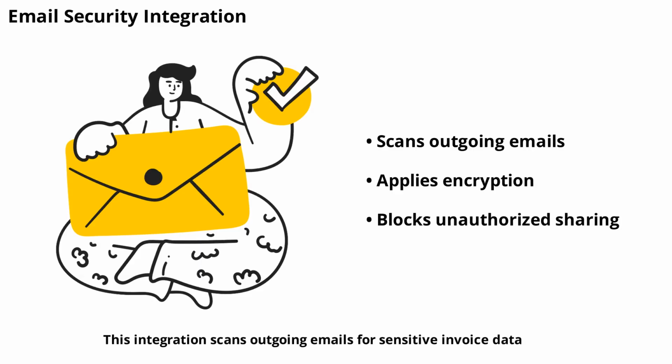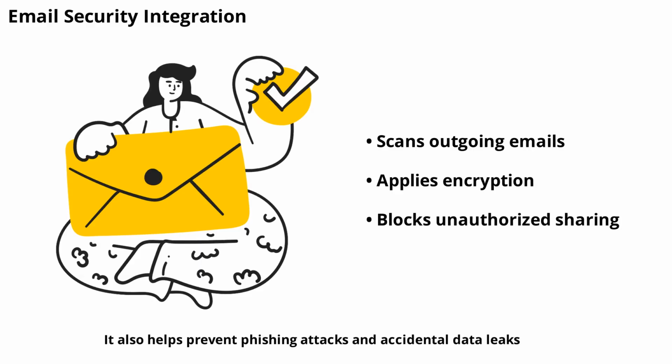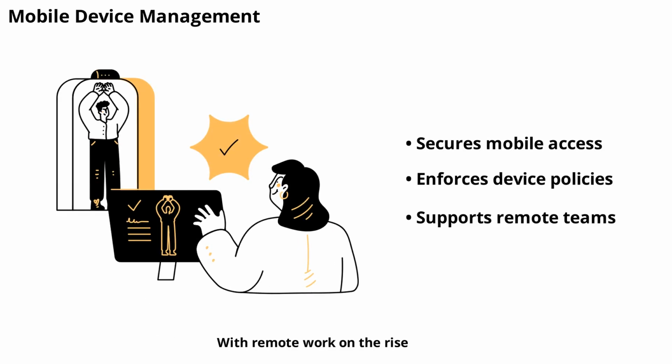Invoices are often sent via email, making email security integration a must-have DLP feature. This integration scans outgoing emails for sensitive invoice data, applies encryption, and blocks unauthorized sharing. It also helps prevent phishing attacks and accidental data leaks, ensuring that invoices are only sent to intended recipients through secure channels.